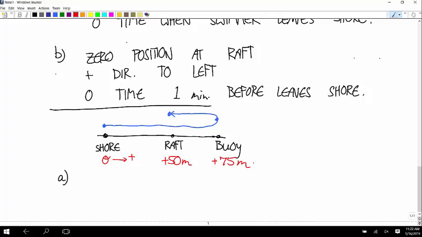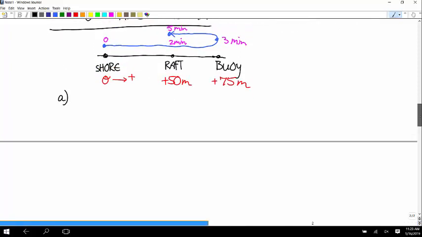For time labels, we know that time equals 0 is when he's at the shore, so that's 0 time. 2 minutes later, if you start at 0 time and add 2 minutes, you have 2 minutes when he's at the raft. Another minute makes this 3 minutes, and another 2 minutes makes this 5 minutes. And so now we can just start plotting these points out on the graph.